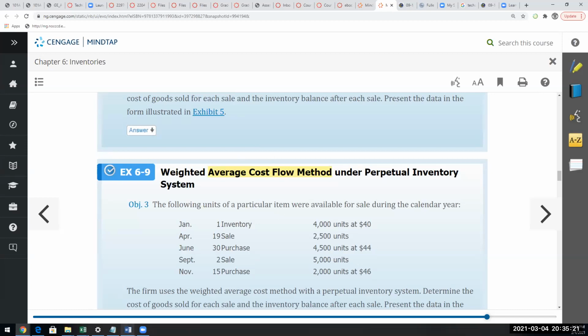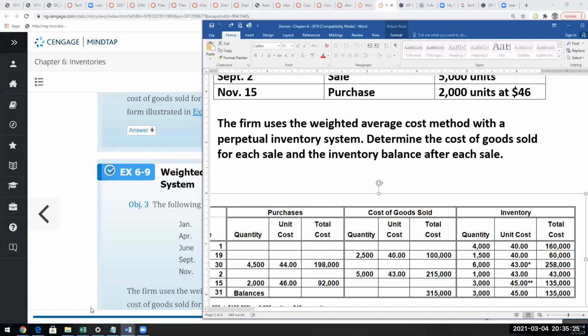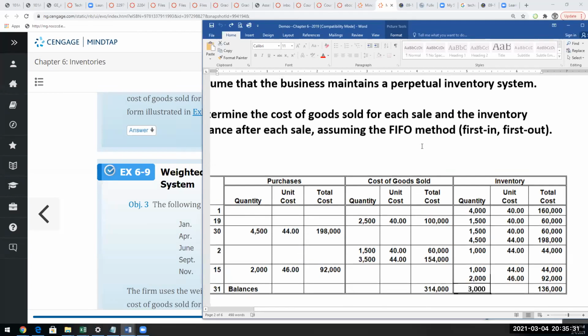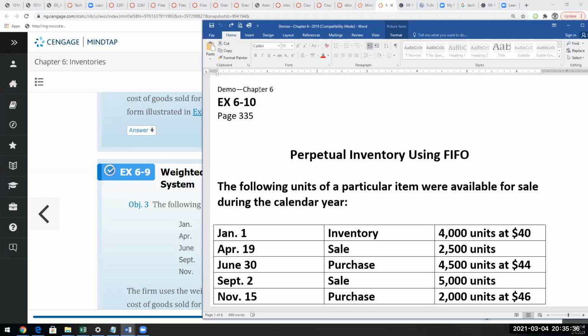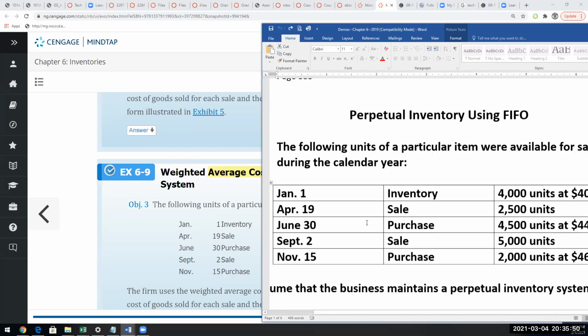So I'm going to go into my Word document here. Open up that. And open up this right here. So here we go. There it is. 6-10 is our first one. So you'll notice that on my 6-10, I'm using the numbers from 6-9. And you can look over here. Inventory, sale, purchase, sale, purchase. This is the same as this information here. So you can scroll down and I'm going to keep it on 6-9, but I'll scroll down here.